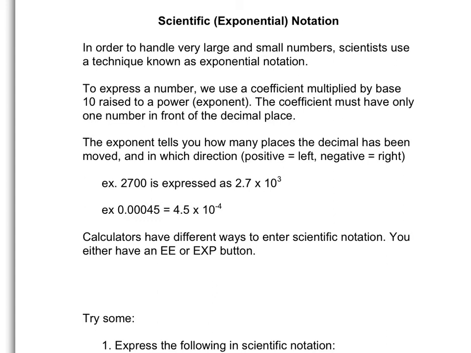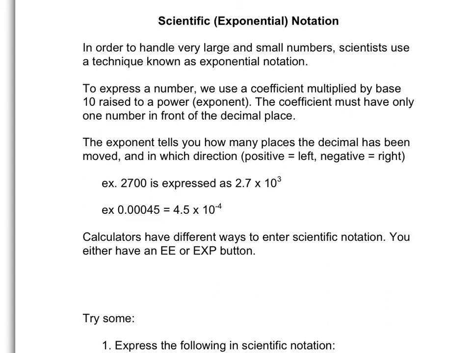If the exponent is positive, you have a large number and the decimal place was picked up and moved to the left. If you have a very small number, you have a negative exponent because the decimal was picked up and moved to the right.